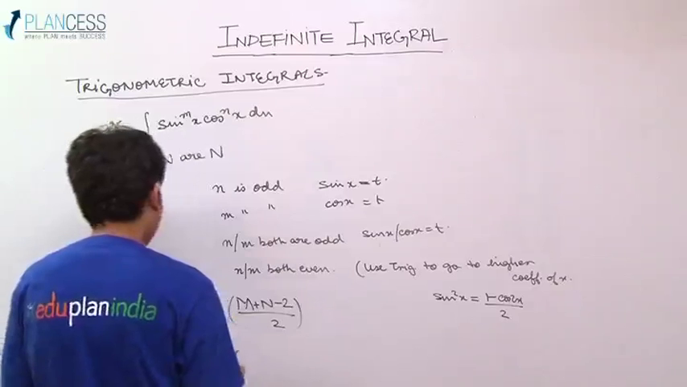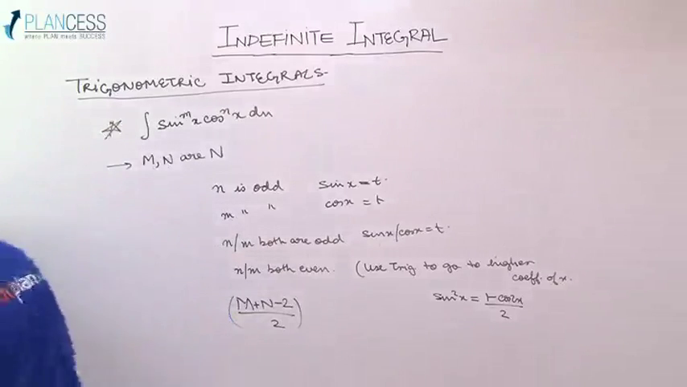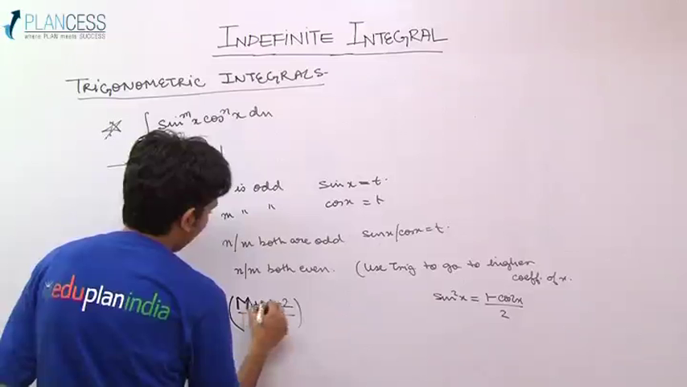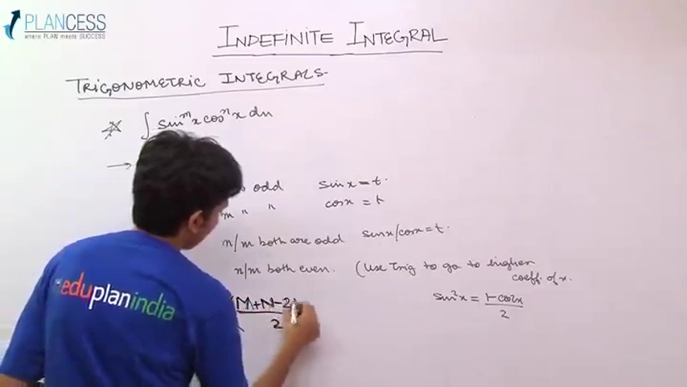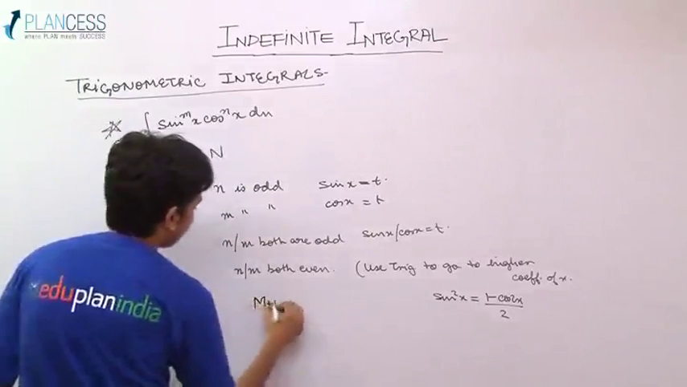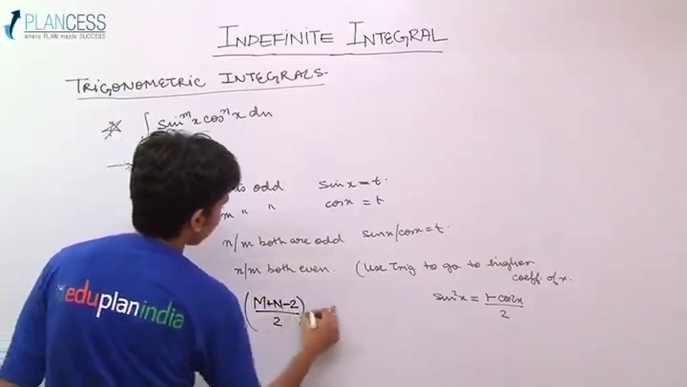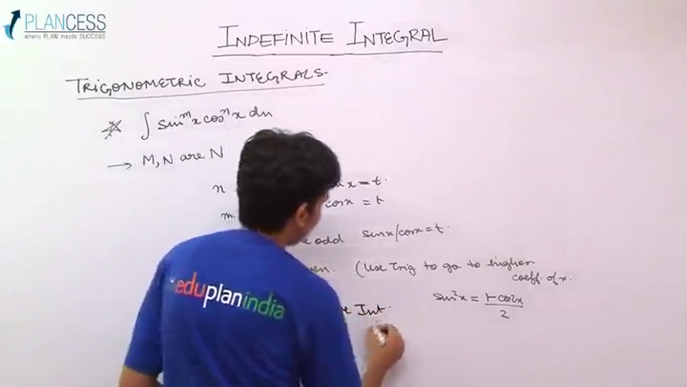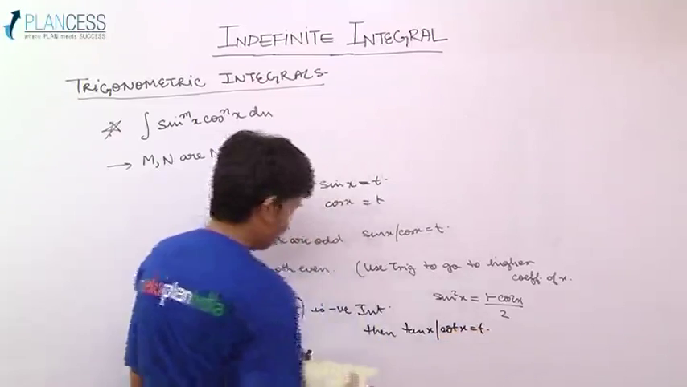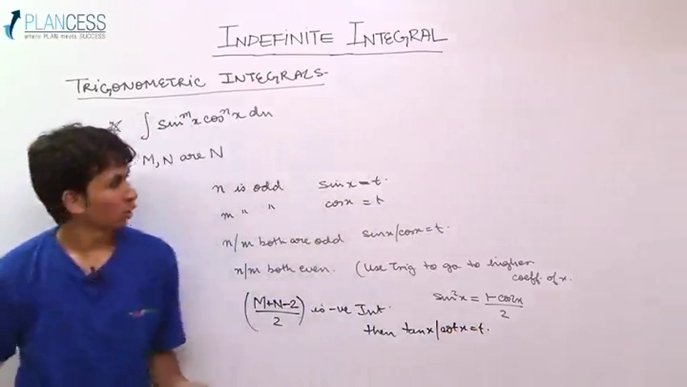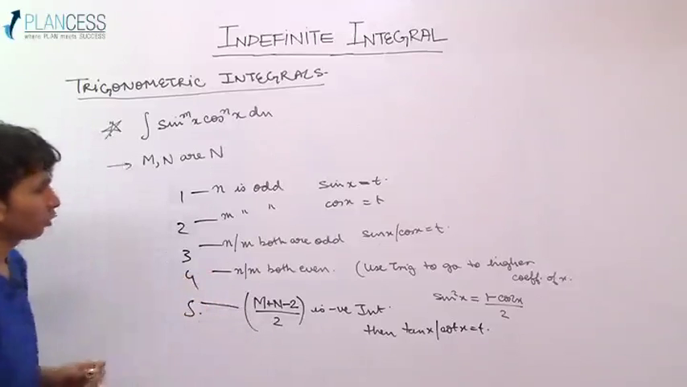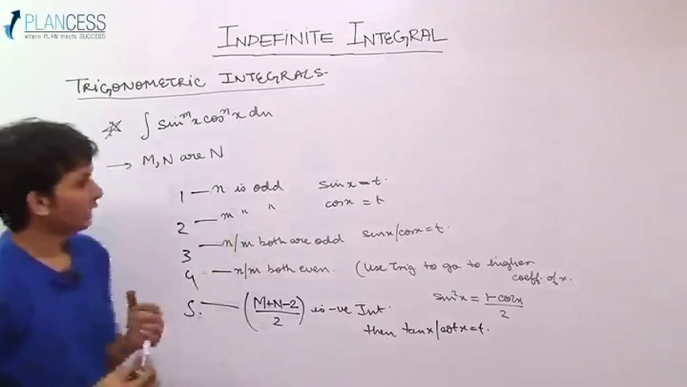And the final one is, if this condition is satisfied, that is (m plus n minus 2) by 2 is a negative integer, then tan x or cot x equal to t is a valid substitution. So 1, 2, 3, 4 and 5, these are also 5 points to remember on trigonometric integrals.